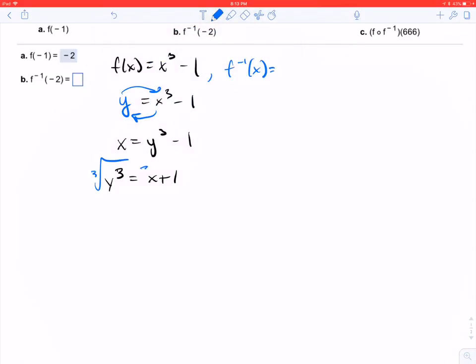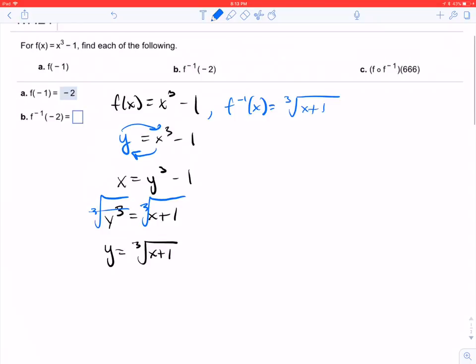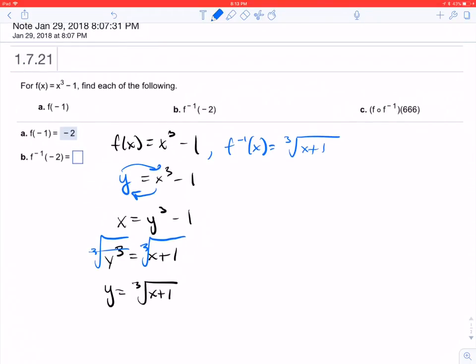So cube root, those are going to cancel. Then our y is going to be cube root x plus 1. So this is our f inverse. Domain and range of the original are both all reals, so the domain and range of the inverse here should be all reals as well.